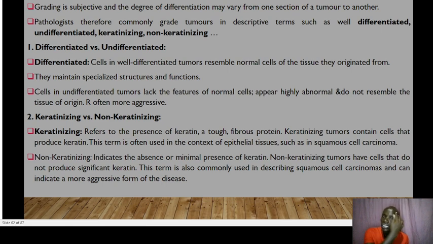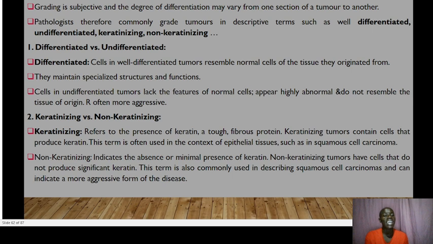Remember, grading in most cases is subjective, and the degree of differentiation may vary from one section of a tumor to another. Pathologists therefore commonly grade these tumors in descriptive terms such as well differentiated, undifferentiated, keratinizing, and non-keratinizing. So well differentiated cells resemble normal cells of the tissues they originate from. They maintain specialized structures and functions.